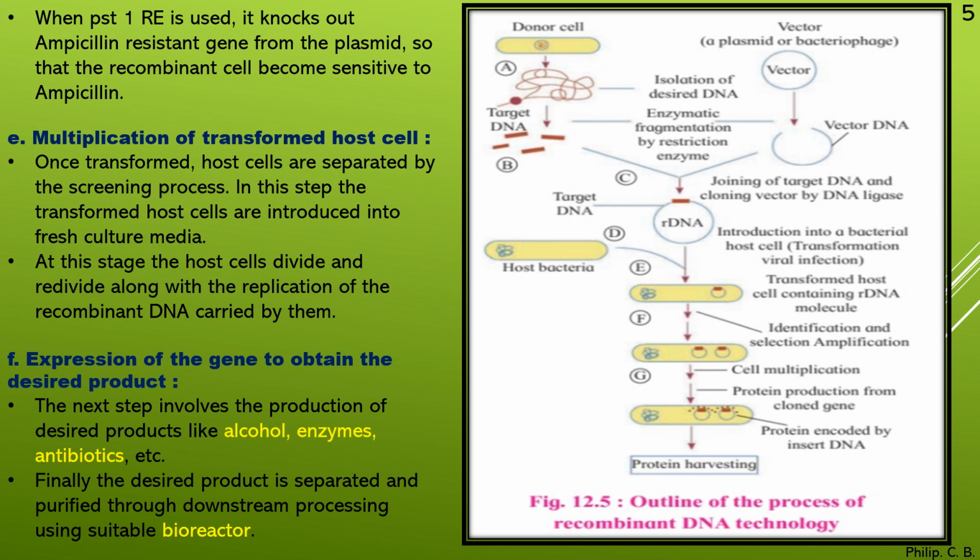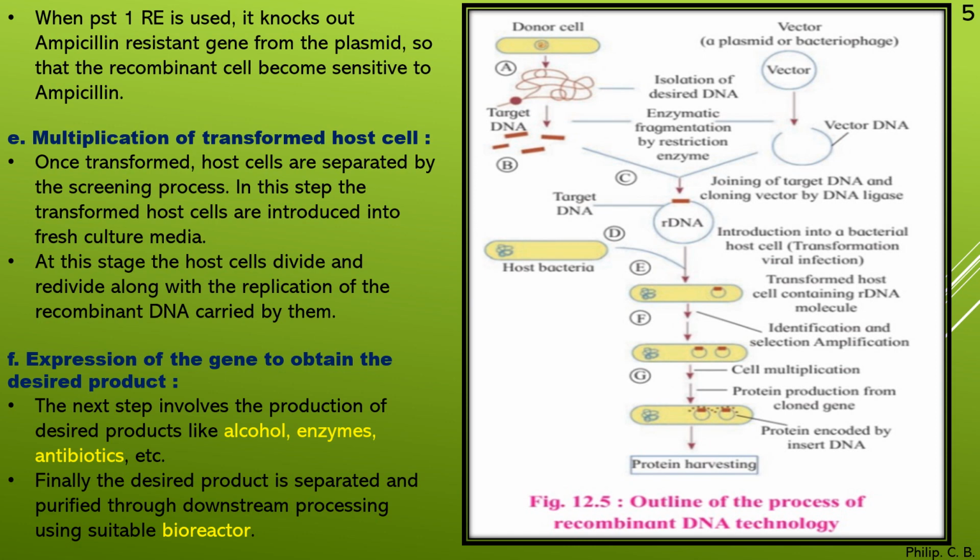Further, expression of the gene to obtain the desired product. The next step involves production of the desired product. So once you obtain the copies, or the number of replications of the recombinant DNA, now we can obtain the production of the particular desired product like alcohol, enzymes, antibiotics, etc. Finally, the desired product is separated and purified through the downstream process, again by using a suitable bioreactor.